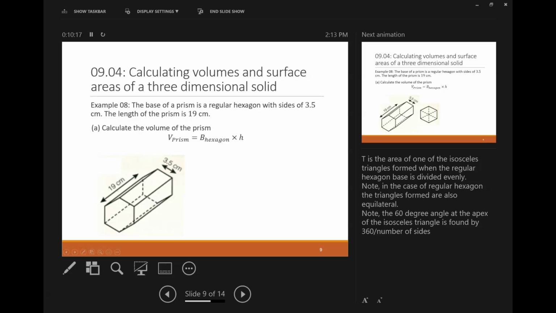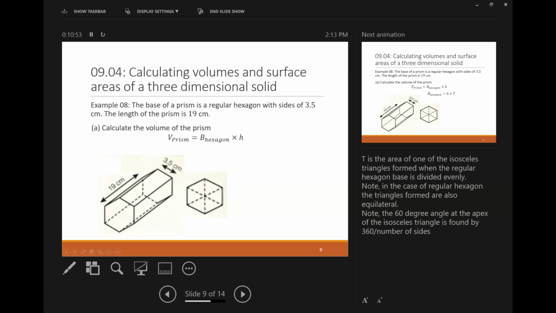So how do I calculate the area of a regular hexagon? What does regular mean? All the sides are the same length and all the internal angles have the same measure. Everybody's good with that? So how am I going to calculate the area of that thing? I'm going to divide it up into 6 triangles. Okay. So what kind of triangles have I made here? Isosceles, very good.